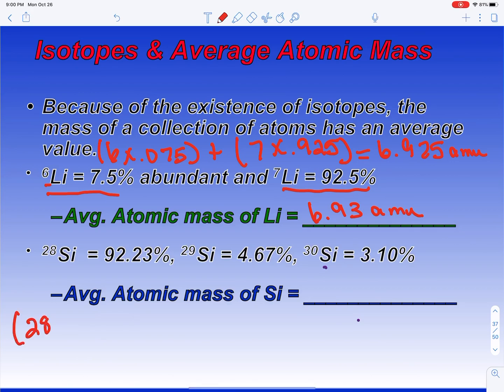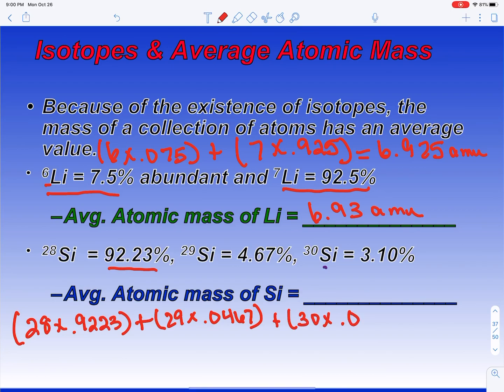For silicon 28, I'm going to take 28 and multiply it by the percent abundance. But again, I have to change it to a decimal, so 0.9223, plus silicon 29 times 4.67%, so 0.0467, plus silicon 30 times 0.0310.